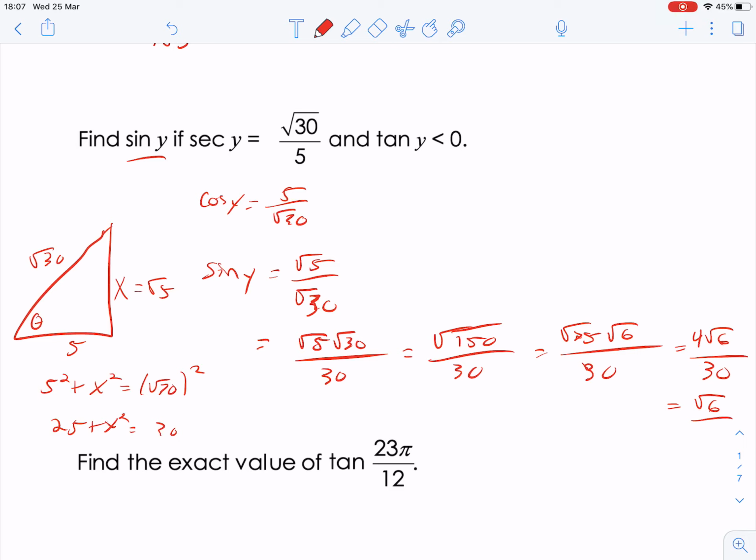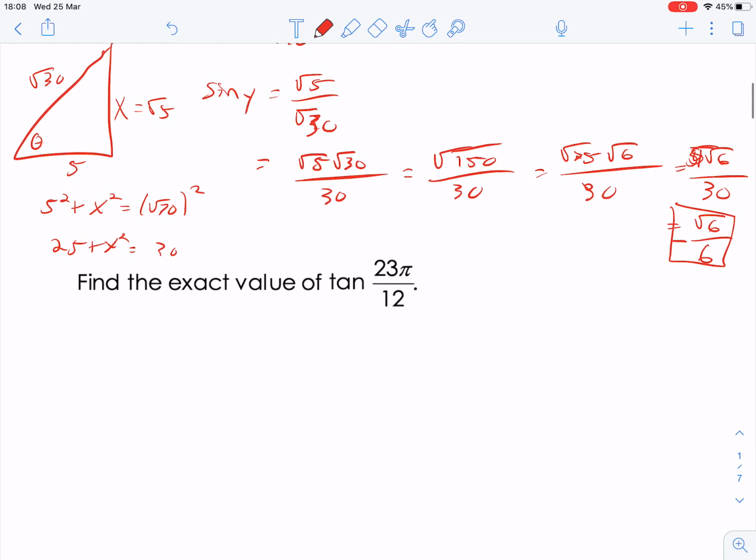Where did I make a mistake here? That's not 4, that's 5. Yeah, that's 6. And then we made a mistake. It's supposed to be negative because we have to be careful here. Tangent is less than 0. So if tangent's less than 0 and we have cosine being positive, that means sine has to be negative. Oof, it's a tricky one. So since cosine is positive, tangent's negative, that means sine must be negative. All right, so it's negative square root of 6 over 6.